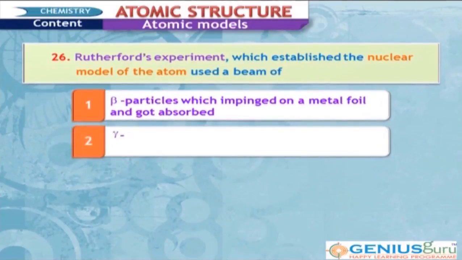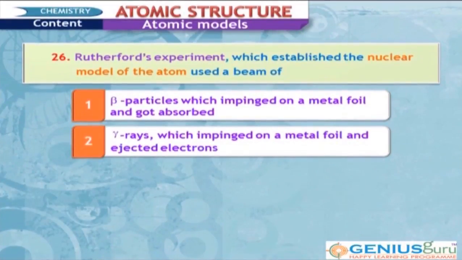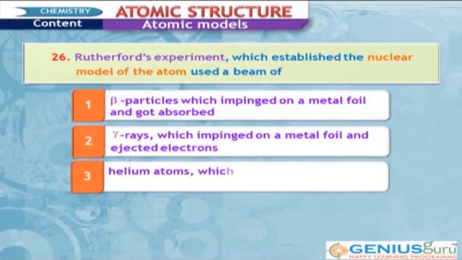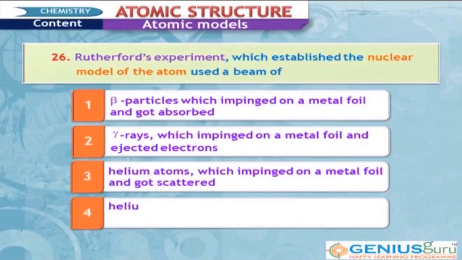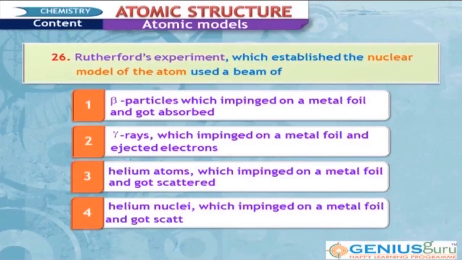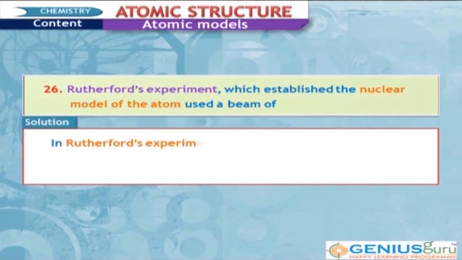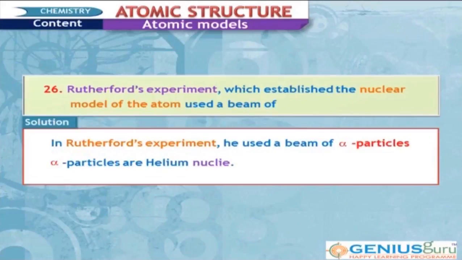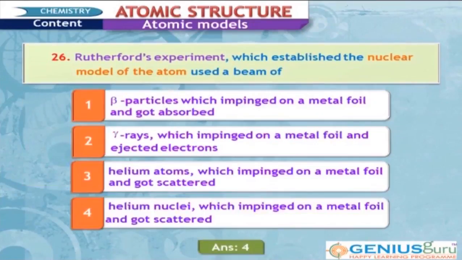Second one is alpha rays which impinged on a metal foil and ejected electrons. Third one, helium atoms which impinged on a metal foil and got scattered. And the fourth one is helium nuclei which impinged on a metal foil and got scattered. In Rutherford experiment, Rutherford used a beam of alpha particles. These alpha particles are treated as helium nuclei. So therefore, these are 2He4. Hence, the correct option is 4.